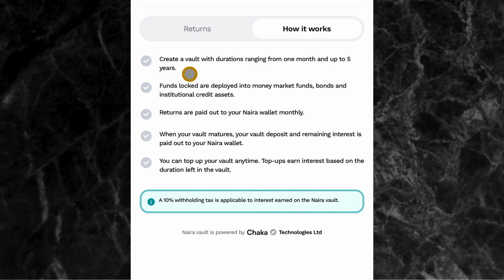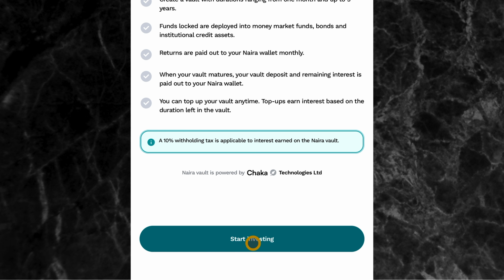So you can see it says create a vault with durations ranging from 1 month and up to 5 years. The next one says funds locked are deployed into money market funds, bonds, and institutional credit assets. And number 3 says returns are paid out to your Naira wallet monthly. So it is just like Dollar Vault, where your returns are paid every month. And then the next one says when your vault matures, your vault deposit and remaining interest is paid out to your Naira wallet. So that means that at the end of your investment period, they return all your money to your Naira wallet. And then the next one says you can top up your vault anytime. Top ups earn interest based on the duration left in the vault. So if you are good with this, just click on start investing.